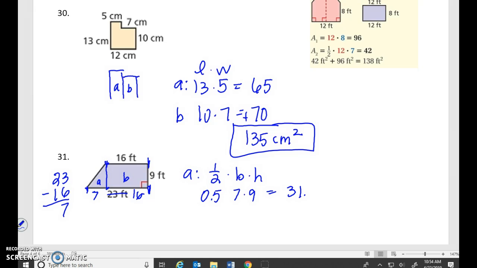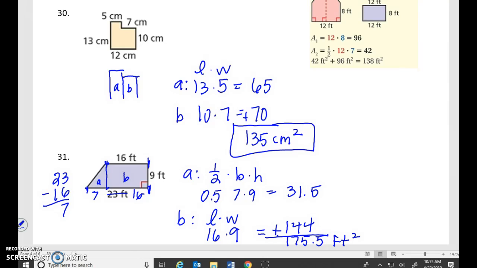And when I go 7 times 9 times 0.5, what do I get? 31.5. Okay, let's do B. I have a length times a width because this is a rectangle. What is the length? 16. And the width? 9. 16 times 9 is 144. And now let's add those together. 144 plus 31.5. What do you get? 175.5 feet squared. Excellent.